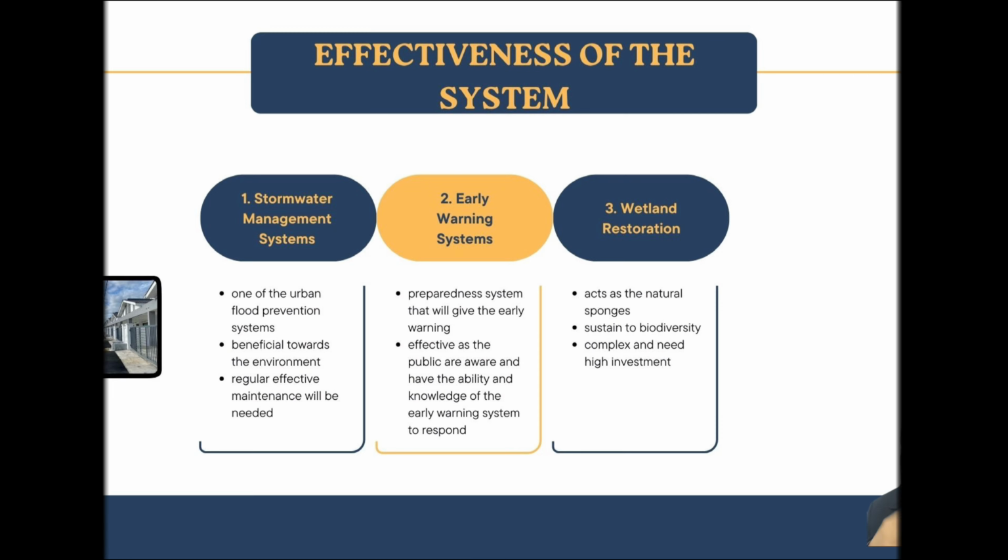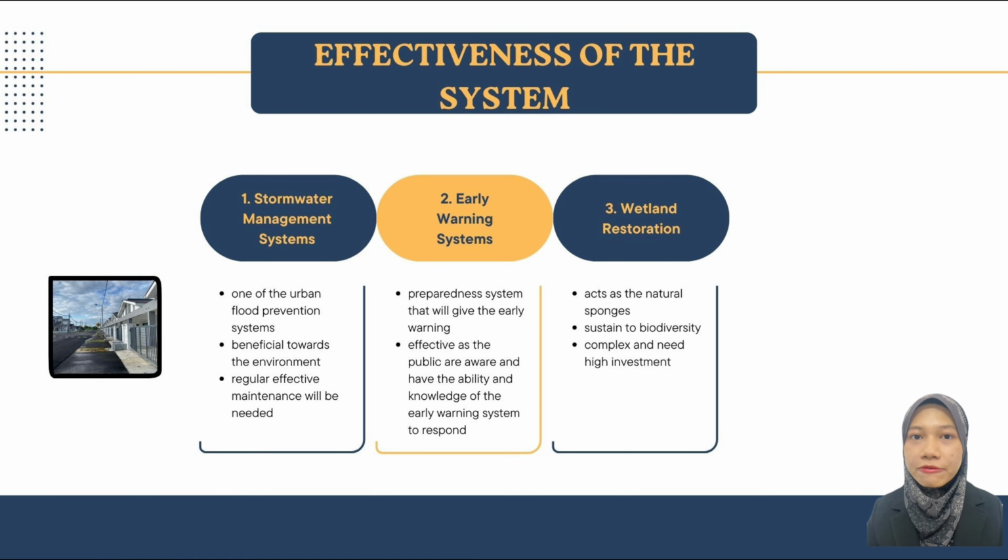Okay, now back to me on the effectiveness of the system in preventing flood and water damage for case study 2. First, stormwater management systems. This system is one of the urban flood prevention systems, as it is a modern system involving permeable pavement, green roof, rain garden, and retention basins that will reduce the runoff on the surface that causes the urban flood.